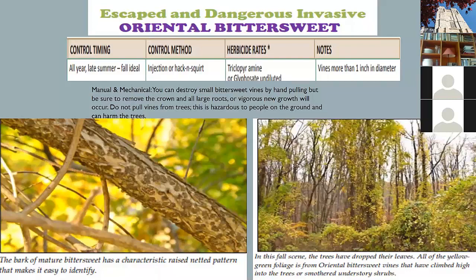Oriental bittersweet. You can destroy small bittersweet vines by hand pulling, but be sure to remove the crown and all large roots. Do not pull the vines from the tree. It's hazardous to people on the ground and can harm the tree. And on the bottom left, you can see that the bark of mature bittersweet has a raised netted pattern that makes it easy to identify.